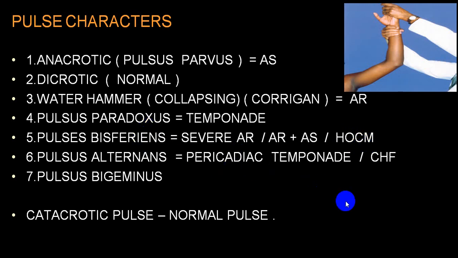We'll show you that arterial tracing. There is another variety of pulse where one pulse is of good volume and the next pulse is of a little less volume. Alternating pulse is of good volume, low volume, good volume, low volume. Then we call that pulsus alternans.